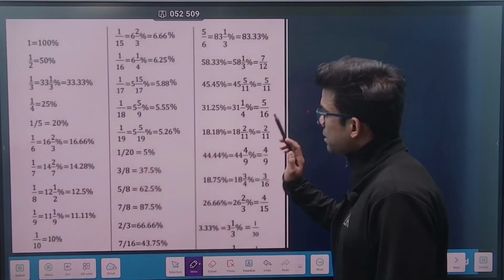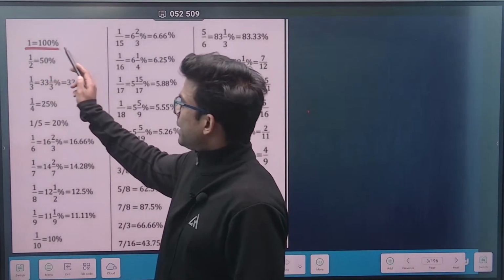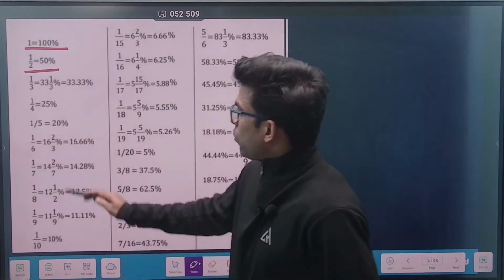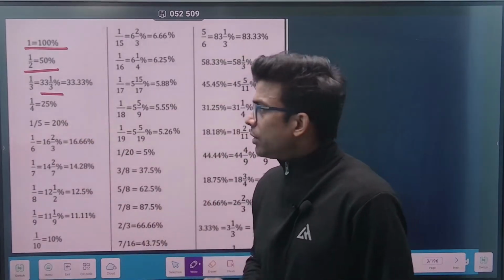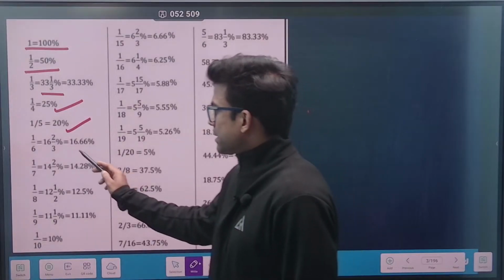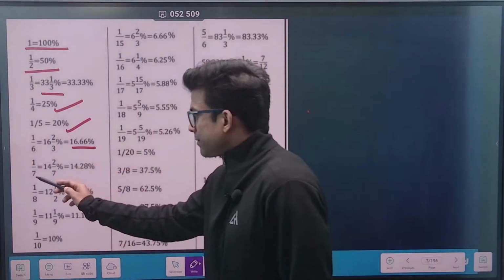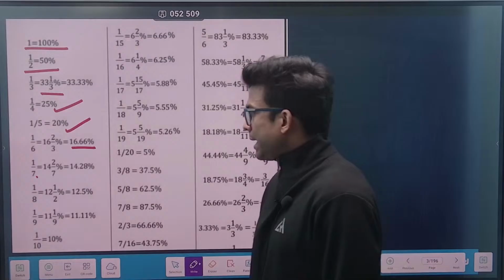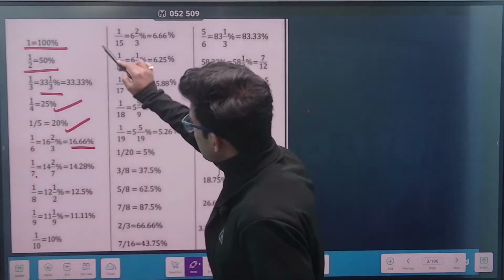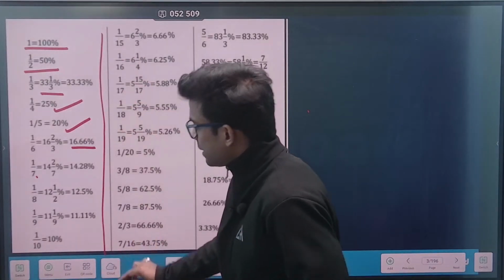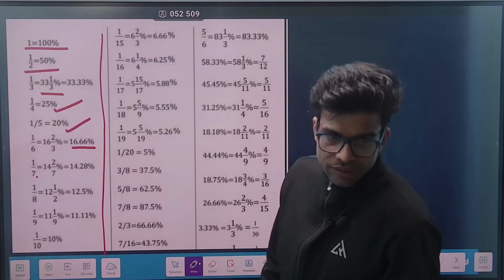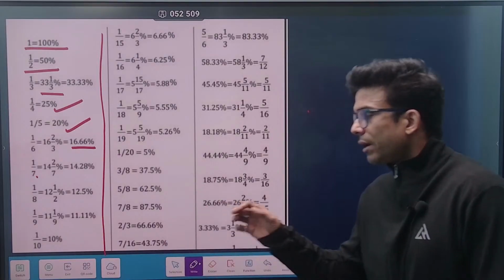So basically, let me discuss it first. What is 1? 1 is basically 100%, correct? 1 by 2 is 50%. 1 by 3 is 33 1/3%. 1 by 4 is 25%. 1 by 5 is 20%. 1 by 6 is 16.66%. 1 by 7, 7 2s are 14, 7 4s are 28, so 14.28%. 1 by 8 is 12.5%. 1 by 9 is 11.11%. At least from 1 to 1 by 10, every student of a banking exam or any exam should remember this.